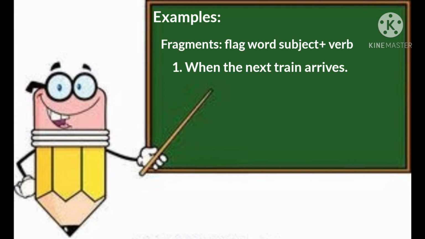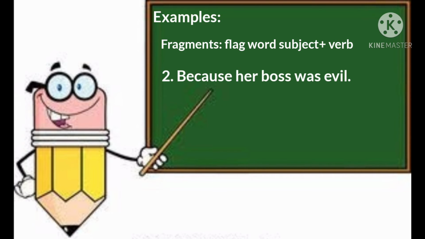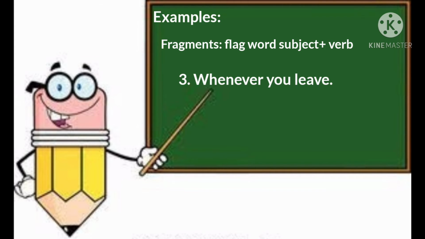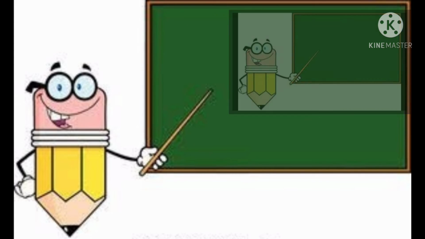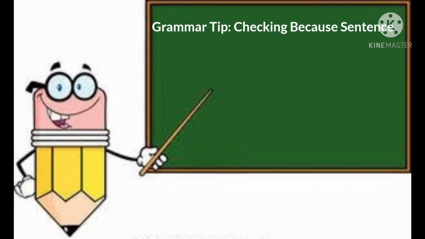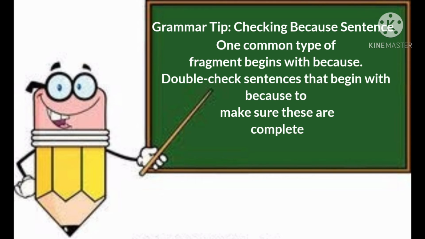Here are the examples. Fragments: flag word, subject plus verb. Example, "When the next train arrives." The subject is train and the verb is arrives. Next example, "Because her boss was evil." So the subject is boss and the verb is was. And the last, "Whenever you leave." So the subject is you and the verb is leave. So, I have a grammar tip: checking "because" sentences. One common type of fragment begins with "because." Double check sentences that begin with "because" to make sure that these are complete.